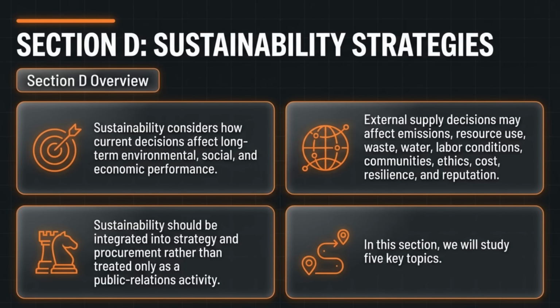Section D. Sustainability Strategies. Overview. Sustainability considers how current decisions affect long-term environmental, social, and economic performance. External supply decisions may affect emissions, resource use, waste, water, labor conditions, communities, ethics, cost, resilience, and reputation. Sustainability should be integrated into strategy and procurement rather than treated only as a public relations activity. In this section, we will study 5 key topics.